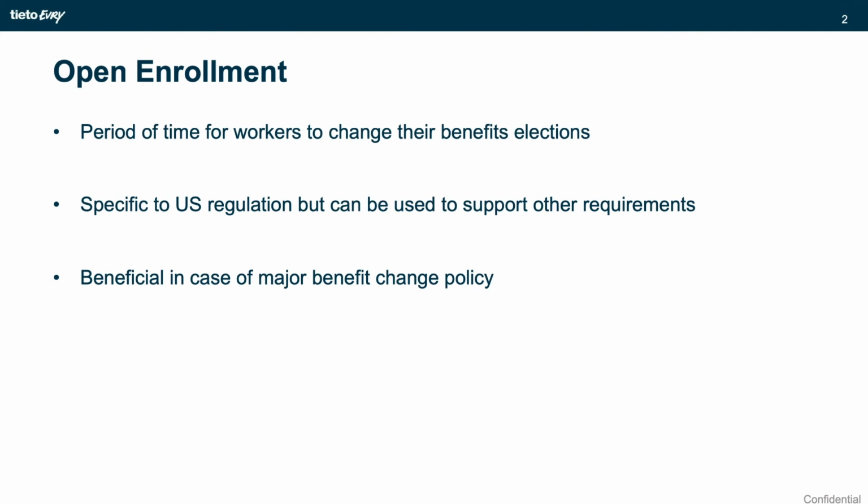Also called annual enrollment, the open enrollment process is a period of time that workers are able to make changes to certain benefit elections, like for example healthcare plans, insurances, or additional benefit plans.